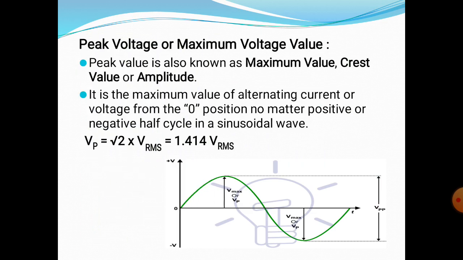And next one is peak voltage, or maximum voltage, or crest voltage. That means the maximum value of alternating current AC or voltage from the position 0, no matter whether in the positive or negative half cycle in a sinusoidal wave. Vp, the peak voltage, is equal to root 2 into RMS voltage. The final value of peak voltage is equal to 1.414 into RMS voltage.